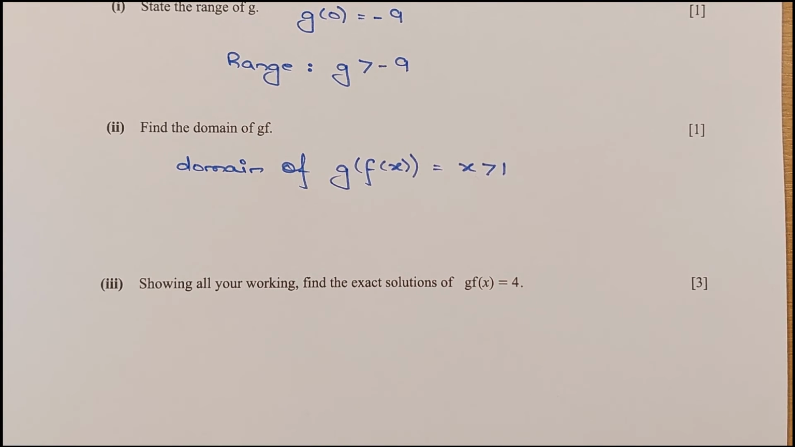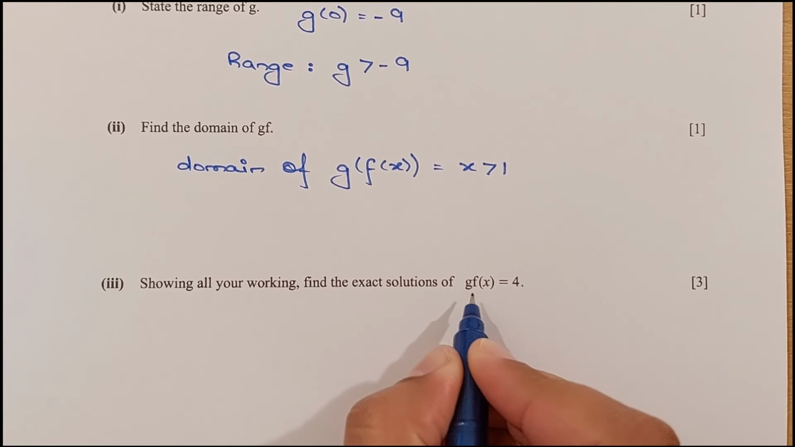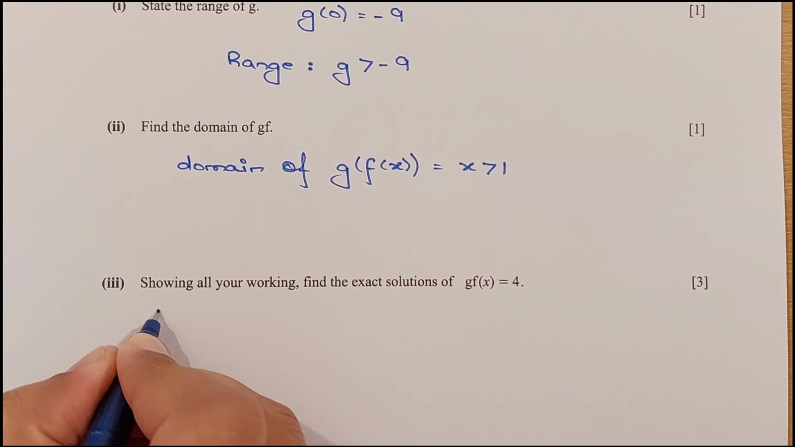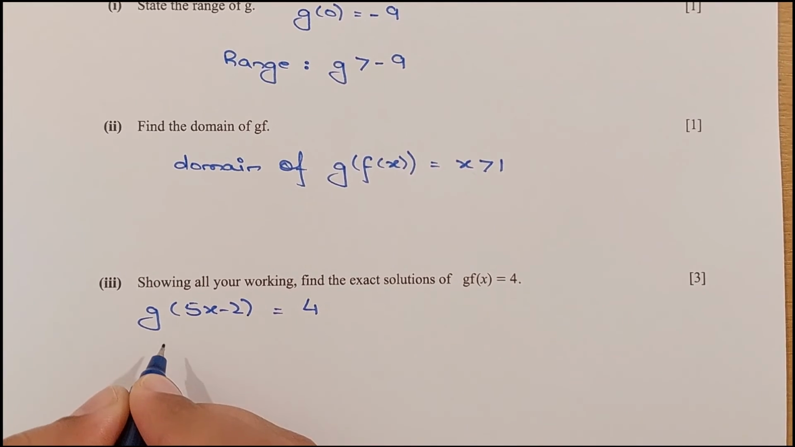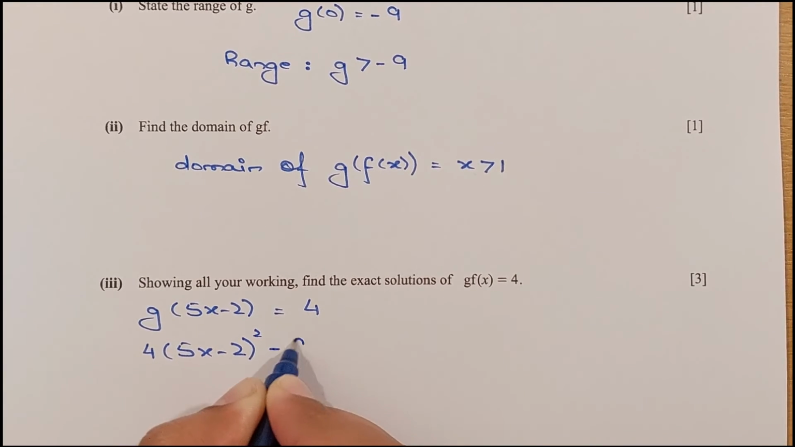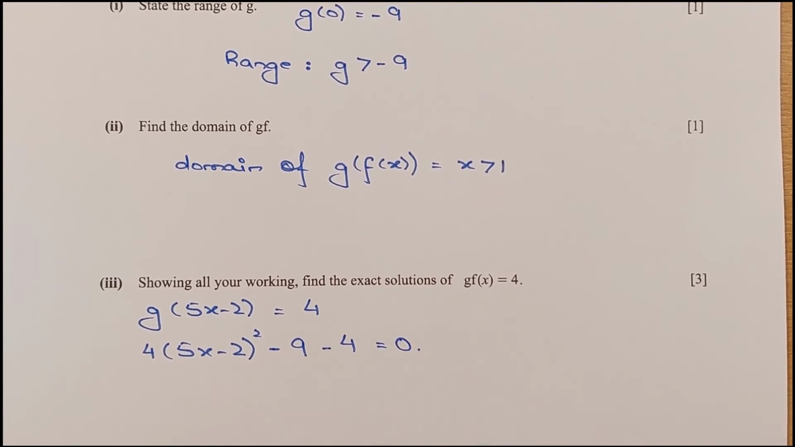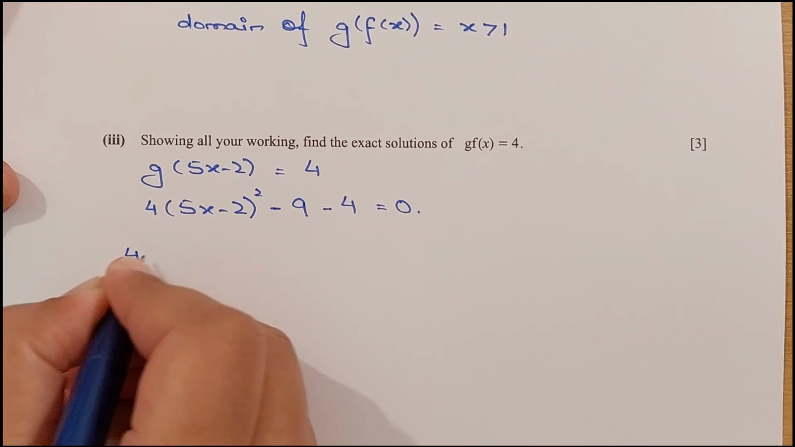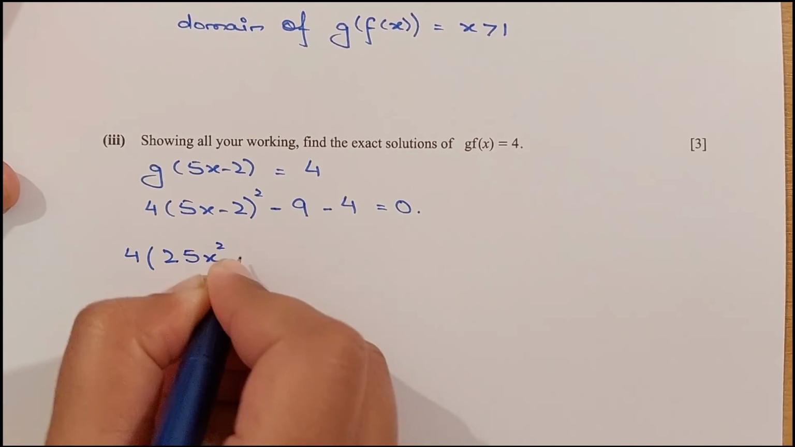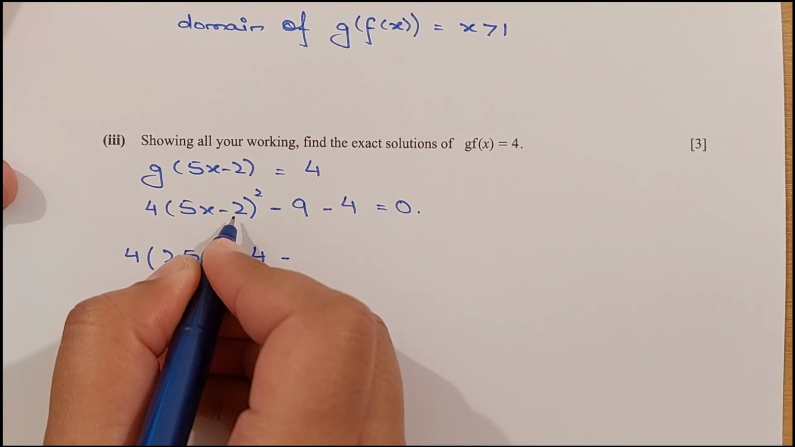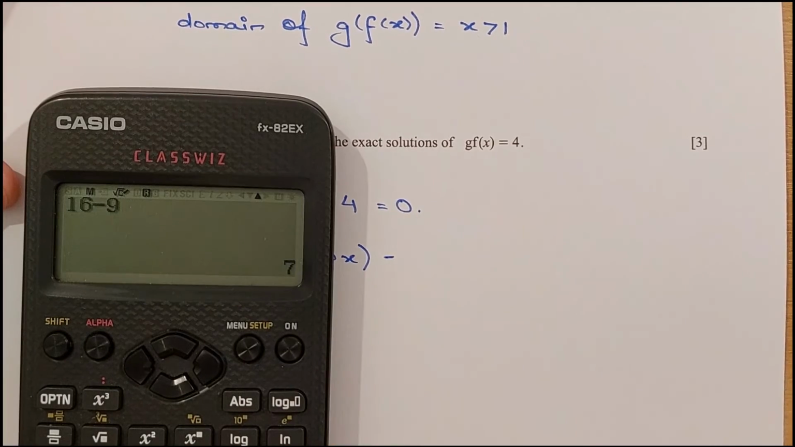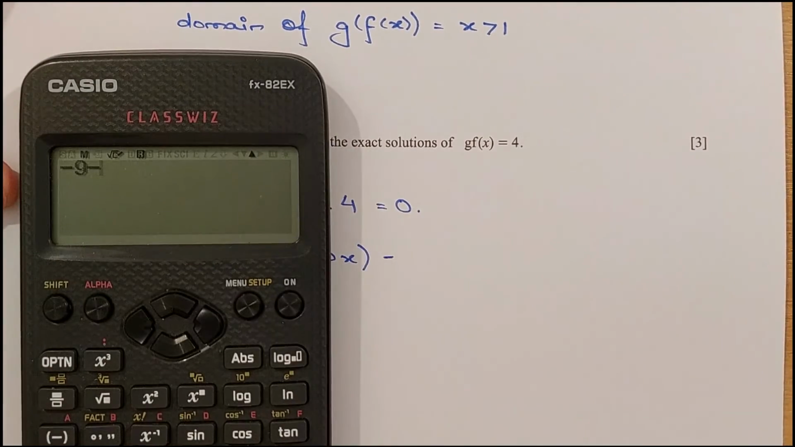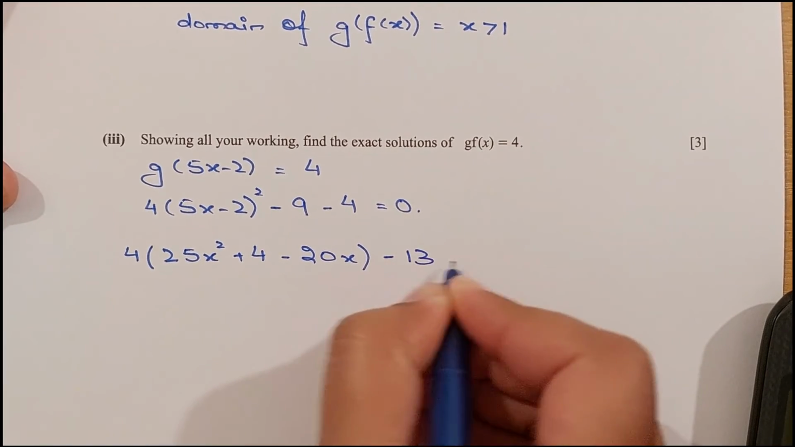Now for the third part, showing all your working, find the exact solutions of g f of x equals to 4. So what is g f of x? G f of x is 5x minus 2. This is equal to 4. And g of x is 4x square minus 9, so 4 times (5x minus 2) whole square minus 9, minus 4 equals to 0. Right. So we have 4. 5x squared is 25x square, 2 square is 4, minus 2 times 2 is 4, 4 times 5 is 20x, and minus 9 minus 4, this is minus 13. This is equal to 0.